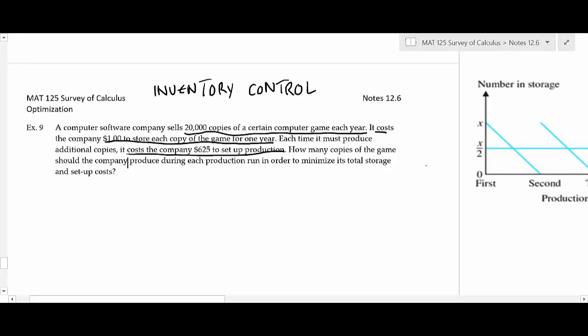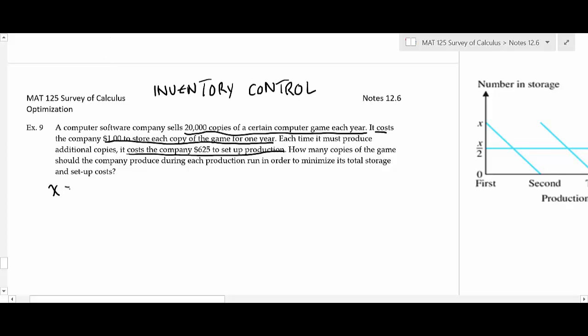So the idea is, again, they're not just making 20,000 one time. They might be doing it several times. Okay, does that make sense? Okay, and the number of times that they have to run that production is what we're looking at. We're looking at how we're going to minimize that storage. Okay, all right. So the first thing you want to write down is what these variables are.